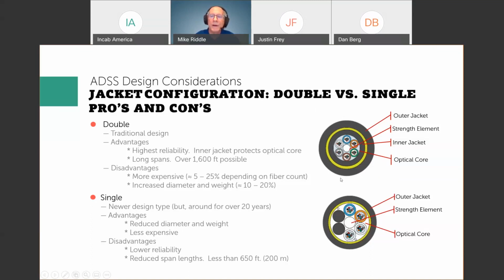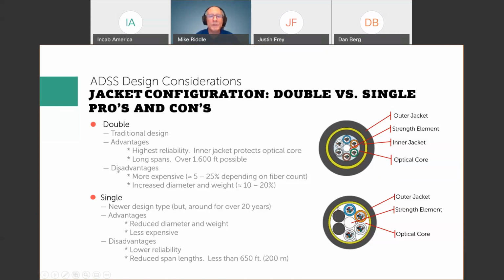In a single jacket design, you omit the inner jacket, so you get the same optical core, but then directly over it is applied your strength members, and on top of that, you've got the outer jacket. It turns out in this case that there are trade-offs between the 2 design concepts. Double jacket is a more traditional design, one of the earliest designs that came out. Its advantage is that it has the highest reliability. That inner jacket does protect your optical core, and that's a good thing. It's also good for long spans, so you can easily do over 1,600 feet.